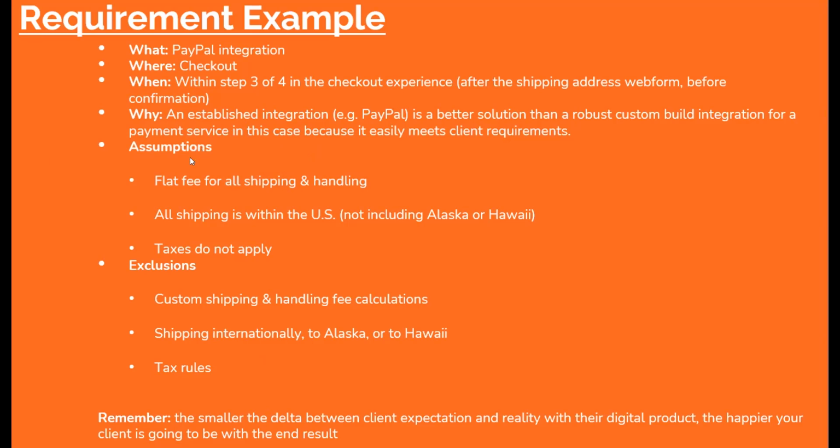What you are assuming over here, and that you are going to mention in the requirement document, whatever you are assuming. So here the assumption is that there is a flat fee for all shipping and handling, that you are not going to calculate. All shipping that is happening will be within the US, and you are not including Alaska or Hawaii. Any taxes are not getting applied in this simple checkout, that you are not going to calculate. This is the assumption part.